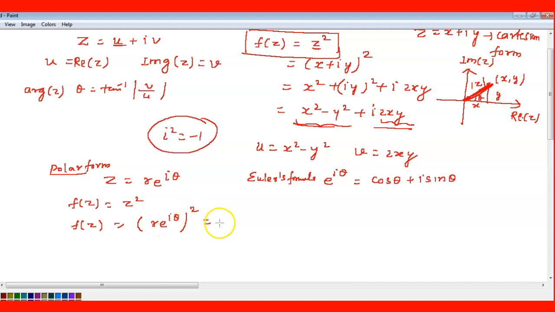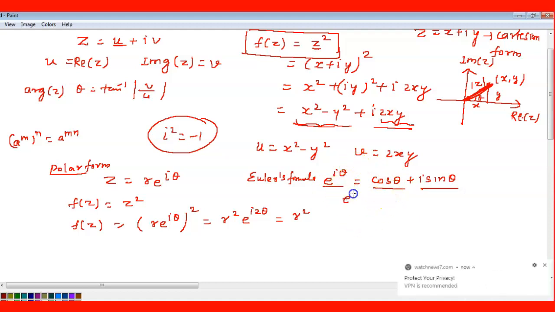This whole square is given, so we can write r square and e to the power of i into 2 theta, right? Because e to the power m, to the power n, is e to the power mn. e power i theta to the power 2 gives e to the power i 2 theta. So r square as it is, and e power i 2 theta we can write as cos 2 theta plus i sin 2 theta.